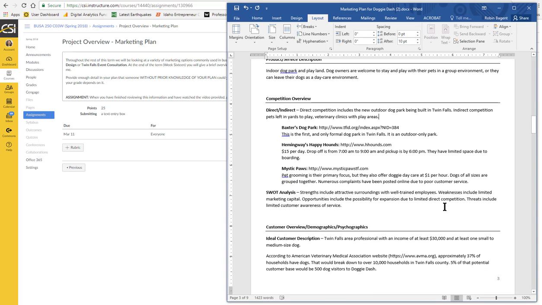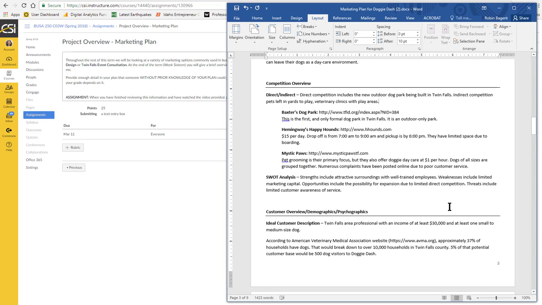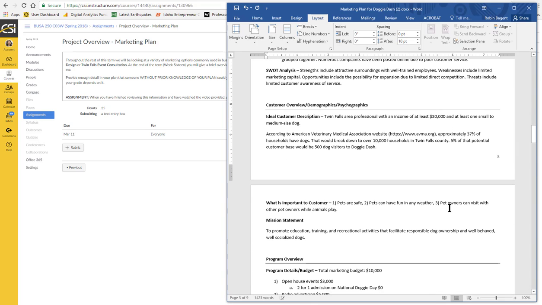Next, you need to take a quick look at your competition, both direct and indirect, and then look at your SWOT analysis, your strengths, your weaknesses, your opportunities, and threats. The next area that you'd focus on would be your customer overview. You'd have demographics, psychographics, etc.